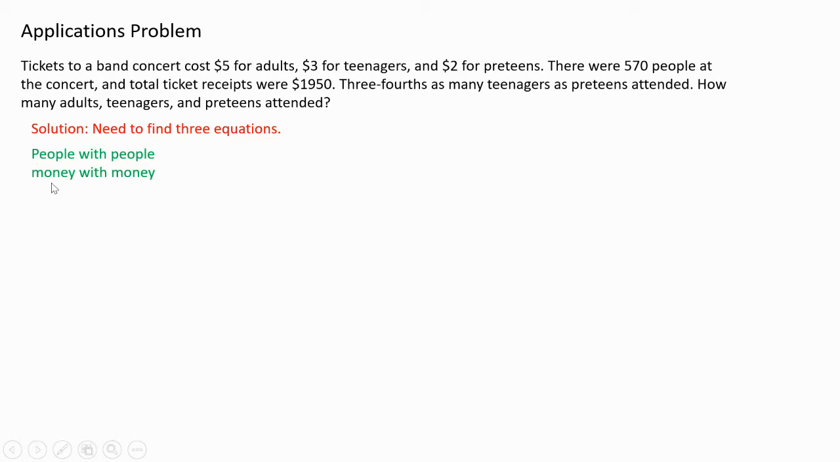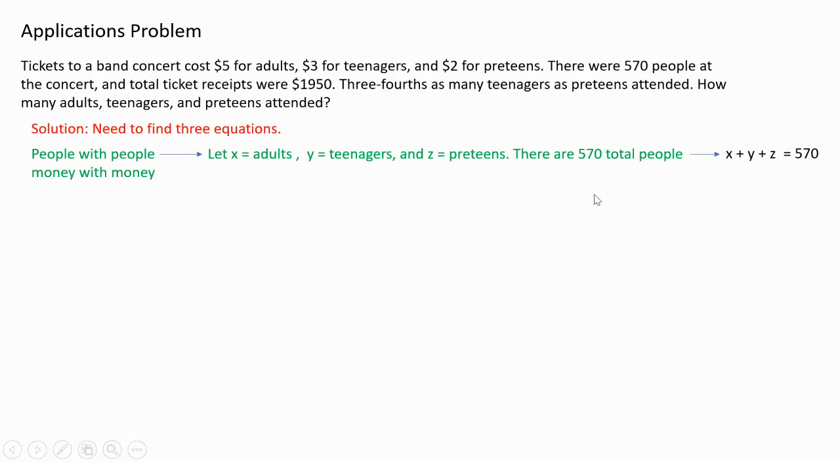So again, I'm going to do people with people, money with money, and then the last equation, I'll let you know later how I'm going to get it, okay? But first, let's do the first 2. I'm going to let X be adults, Y stands for teenagers, and Z stands for preteens. And the total were 570. So X plus Y plus Z equals 570, because 570 were the total people in attendance.